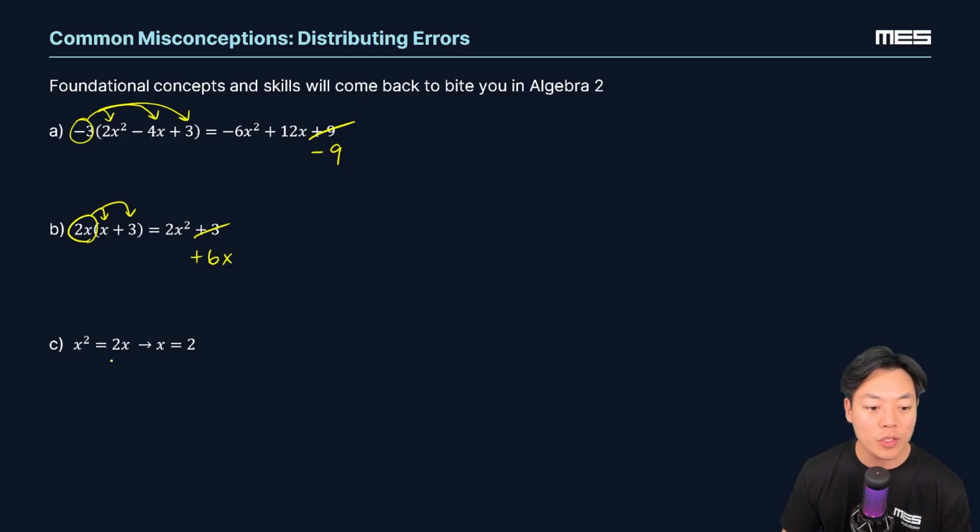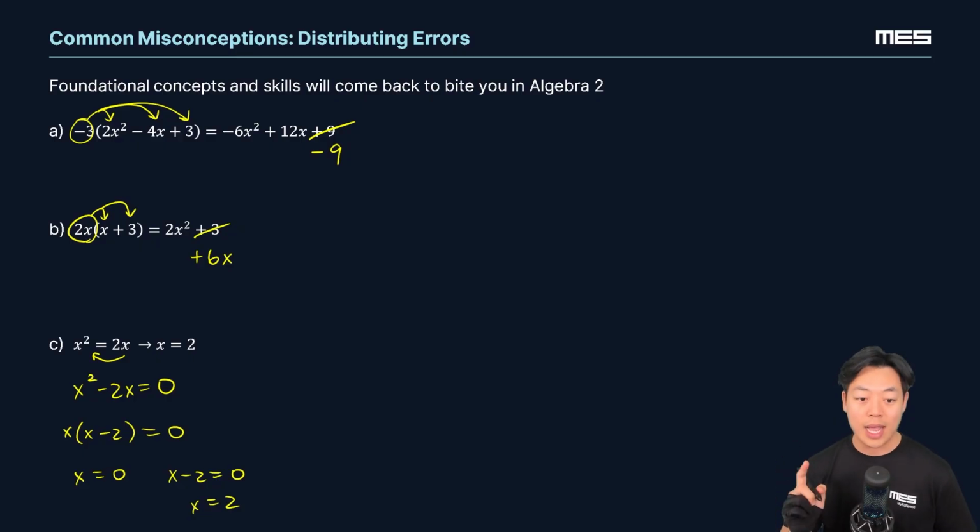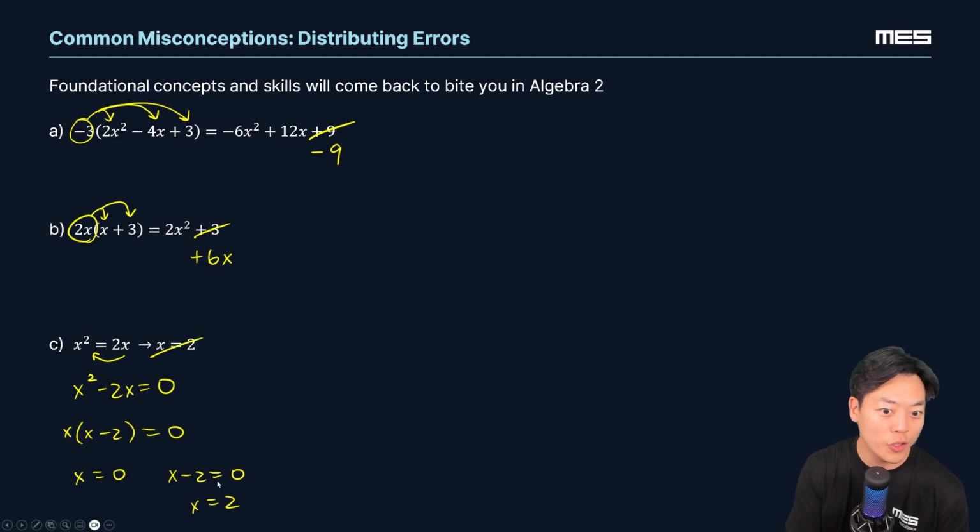So instead what we do is we move this 2x to the other side, and it becomes x squared minus 2x equal to 0. We factor out an x, and when we set this equal to 0, x could be 0, or x minus 2 could be 0, giving us x equal to 0 or x equal to 2. So it's not just x is equal to 2, it's x equals 0 or 2.